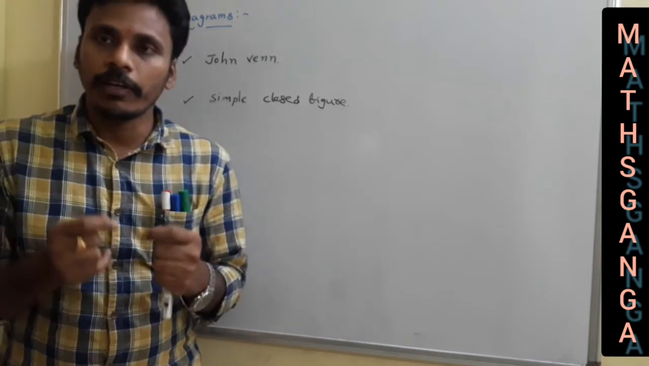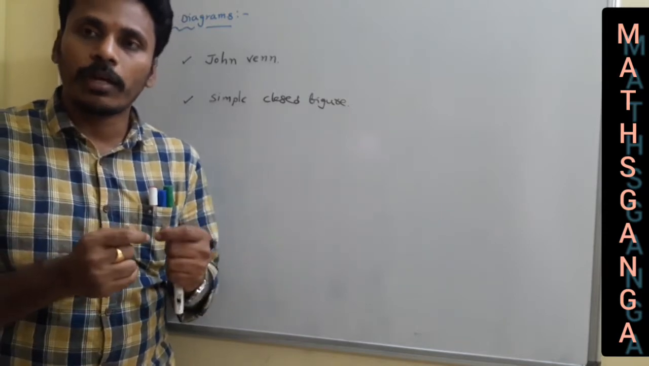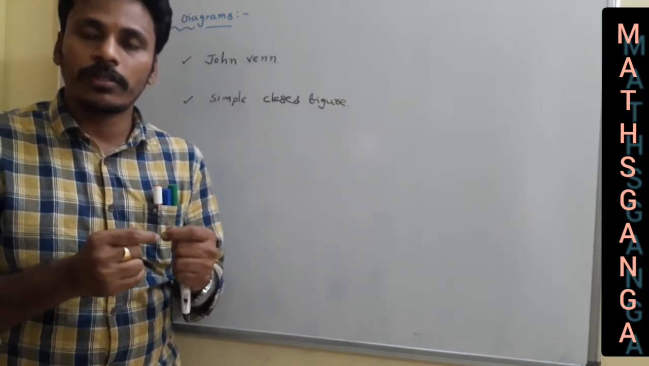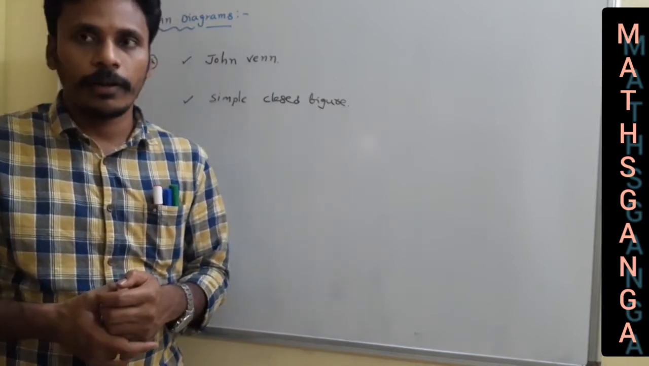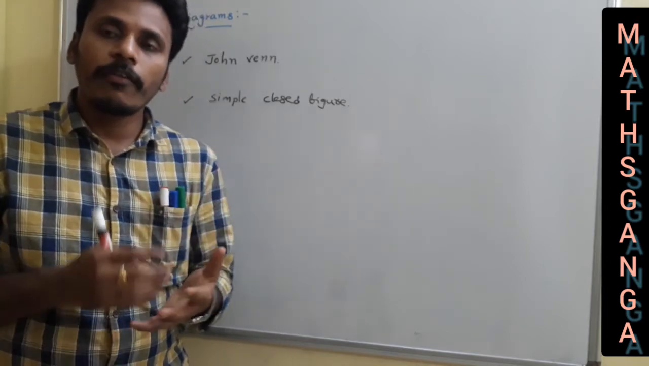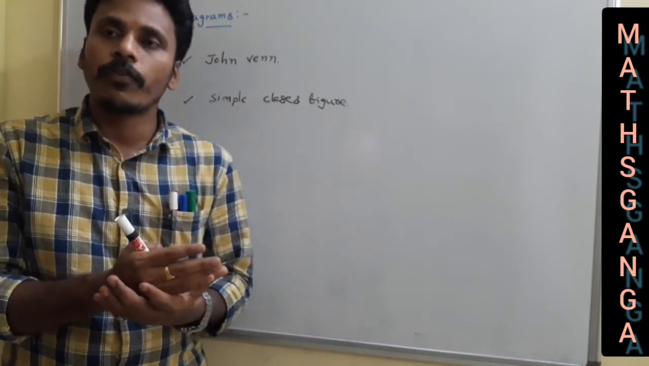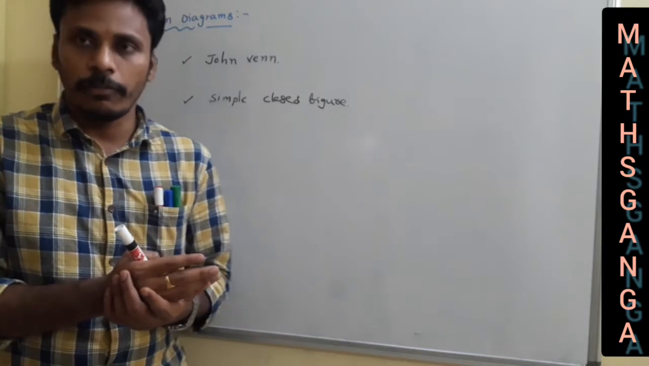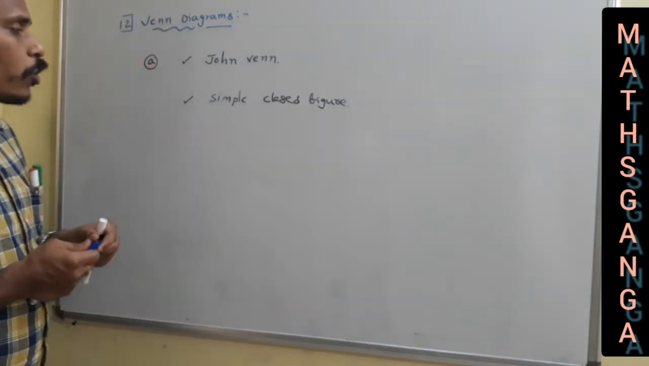If for a figure, for a curve, the starting point and the ending point are the same, then we say those types of figures are closed figures, or otherwise open. Whereas coming to simple, if there are no cross sections or intersections, those types of curves or figures are known as simple figures. I will give you a few examples.